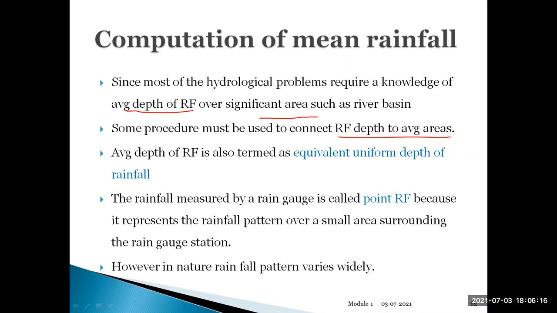The average depth of rainfall is also termed as equivalent uniform depth of rainfall. So another name for average depth of rainfall is equivalent uniform depth of rainfall. And whatever rainfall is measured by the rain gauge is called the point rainfall, because it represents the rainfall pattern over a small area surrounding the rain gauge station. And as we know, rainfall pattern varies widely. It varies from place to place.